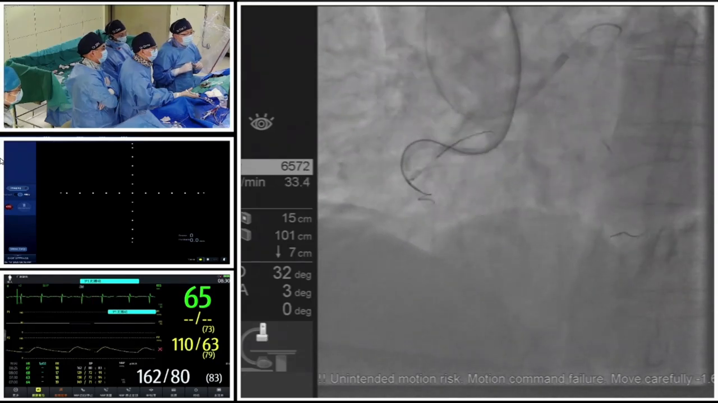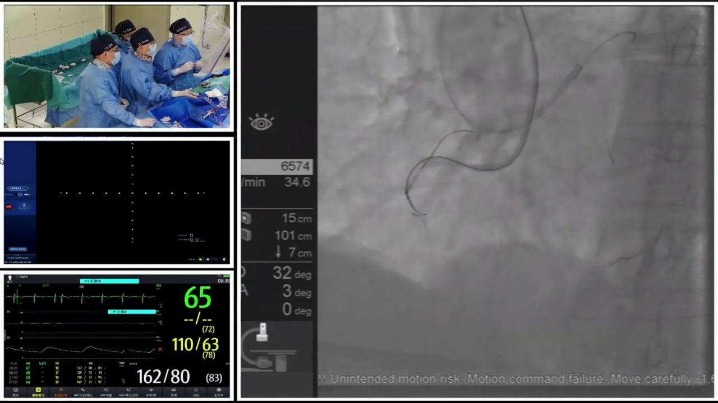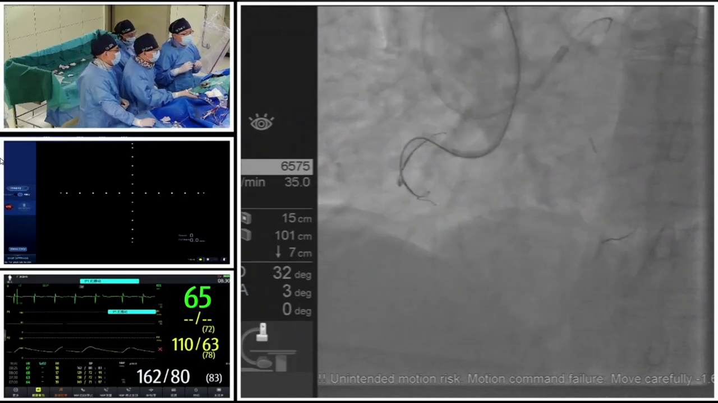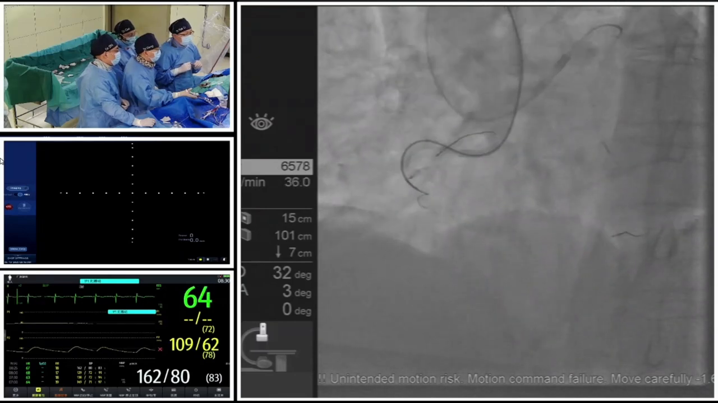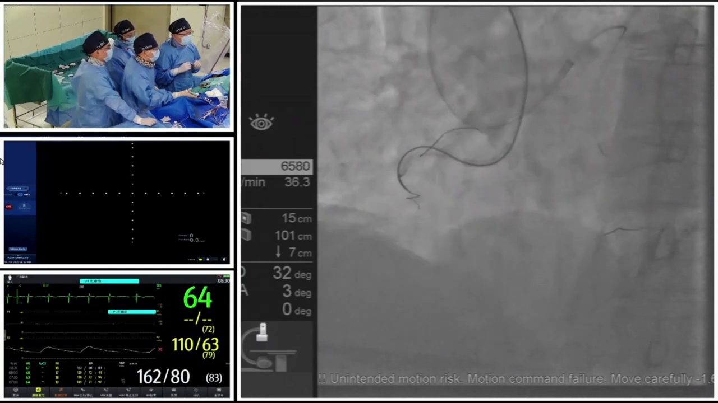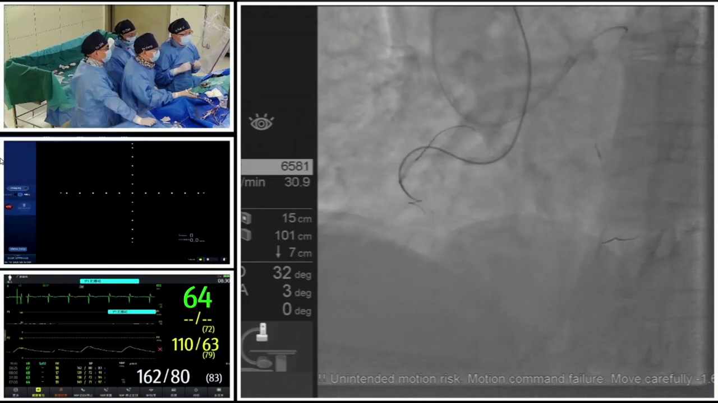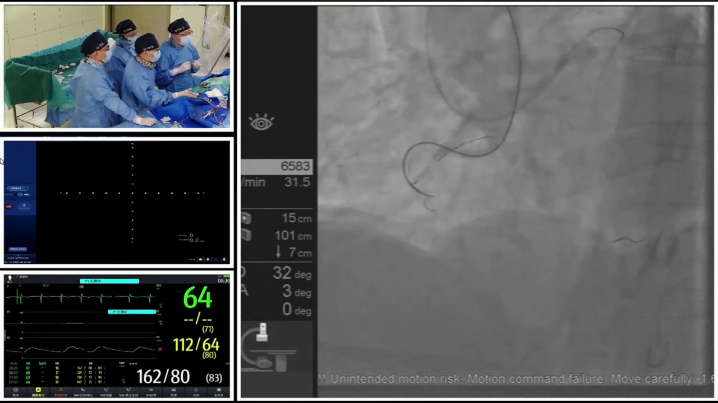Maybe in that segment should be retarders. But make sure whether the wire is right or not. The entry point is fine, but it's hard to say. If the wire couldn't go further, how to do next?